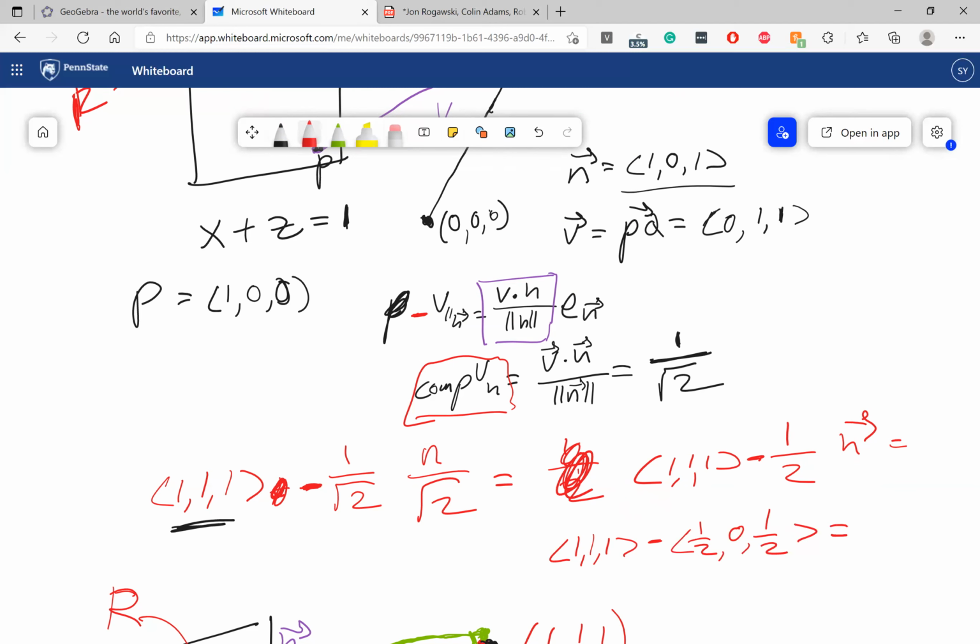And now you just look at what this vector is, and you get the vector 1/2, 1, 1/2. Okay, and this is supposed to be the point R. So R is supposed to be this point over here. Now, again, can anyone tell me if it makes sense that this vector is the point R?